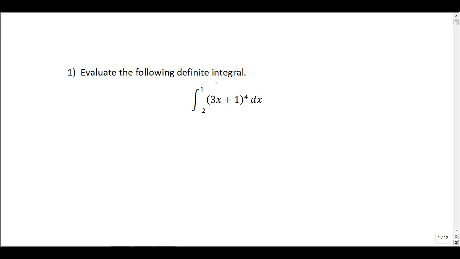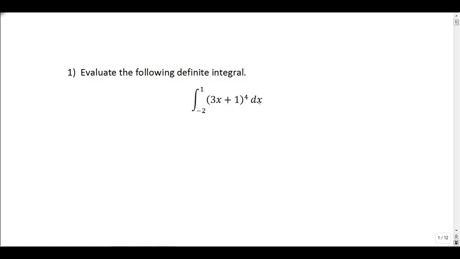These are some review problems for a first exam in a Calculus 2 class. The first question we're going to look at says to evaluate the following definite integral. We've got the integral from -2 to 1 of (3x plus 1) to the 4th dx.